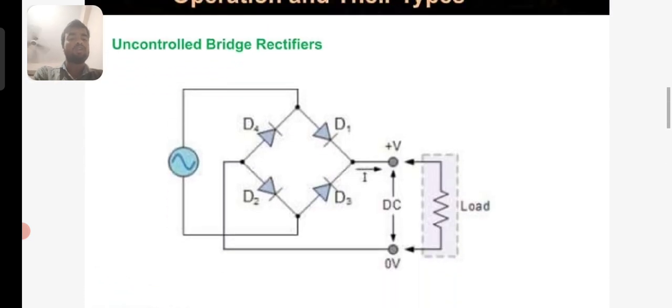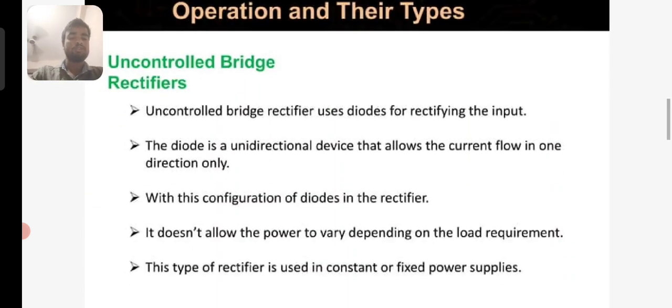Uncontrolled bridge rectifier circuit diagram consists of 4 diodes. They are D1, D2, D3, D4. D1 and D2 are opposite, and D3 and D4 are opposite, and connected to a load and supplying voltage at 0 voltage.